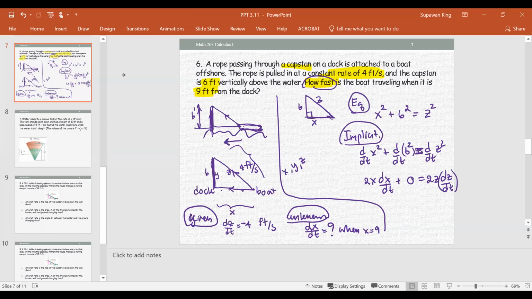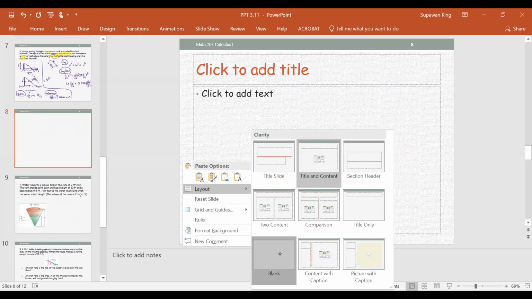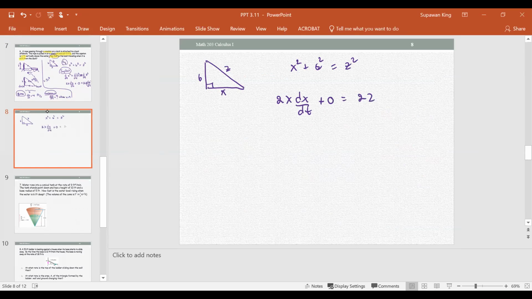We're going to need to know what z is when x equals 9. So I'm going to add another slide here. Diagram again. This is 6, this is x, this is z, as x squared plus 6 squared equals z squared. And from the implicit differentiation, we have 2x dx dt plus 0 equals 2z dz dt.